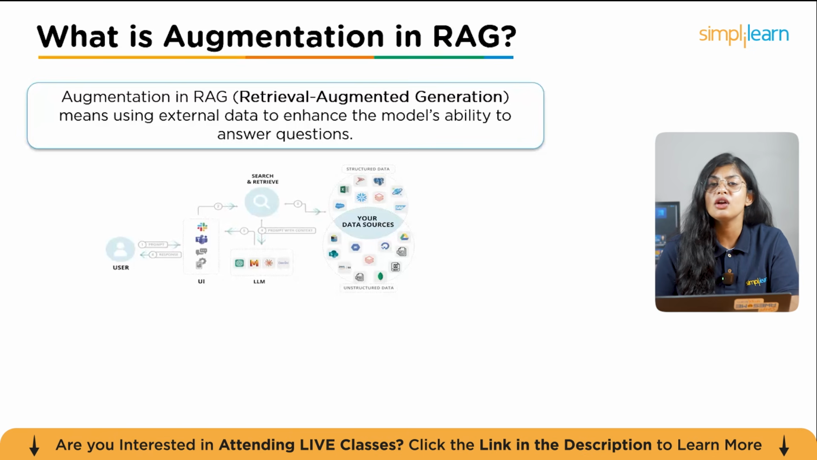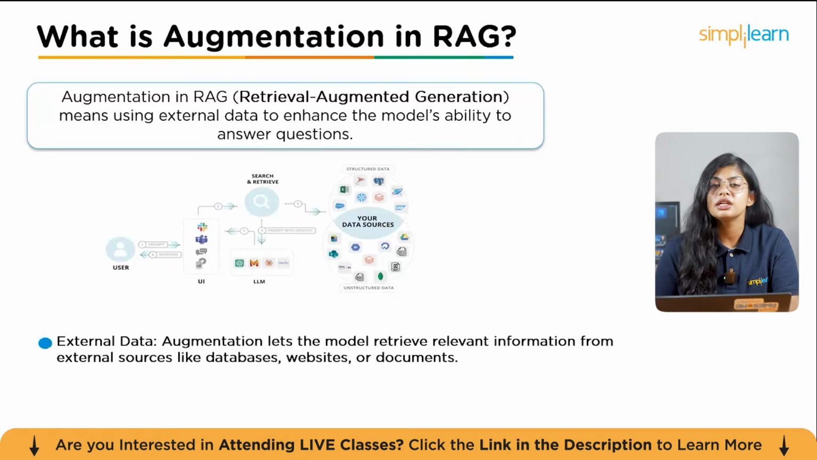So instead of relying on only what the model already knows, we support it with additional information. The first point here is the external data. Augmentation allows the model to retrieve relevant information from external sources such as databases, websites, or documents. This means the model is no longer limited to its internal knowledge.